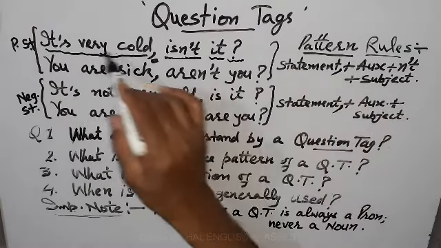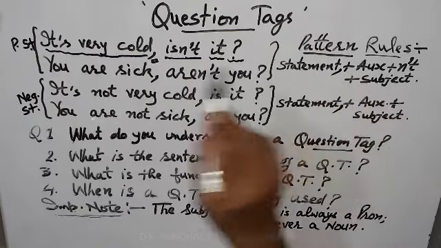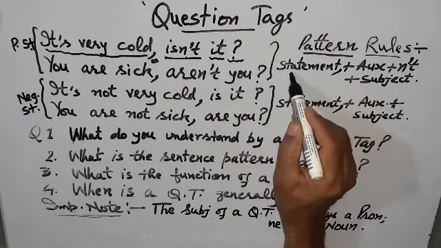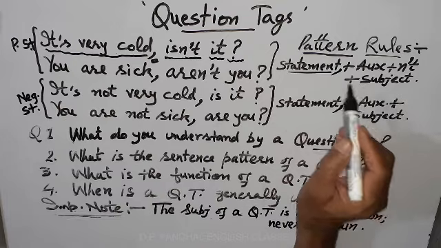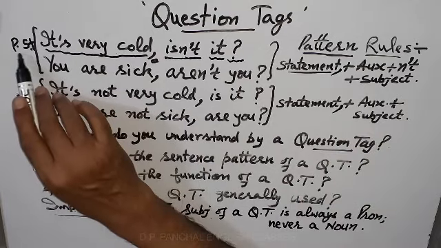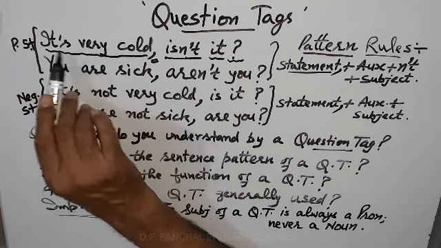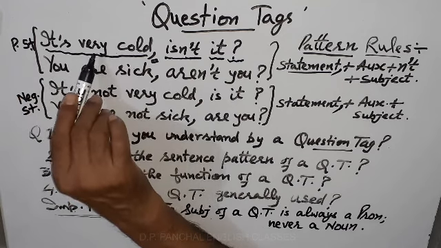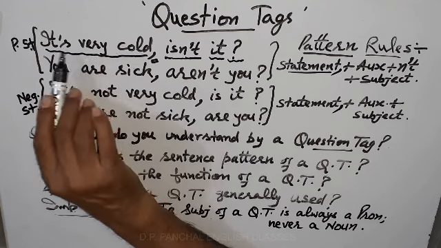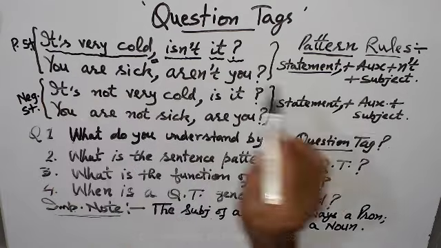Pattern in this sentence. What is the pattern followed here? You see, statement. This is the statement. I have written here P statement. P means positive statement. There is no negative, there is no use of not in this sentence. This is an assertive sentence. This is a positive statement. Simple statement, positive statement.